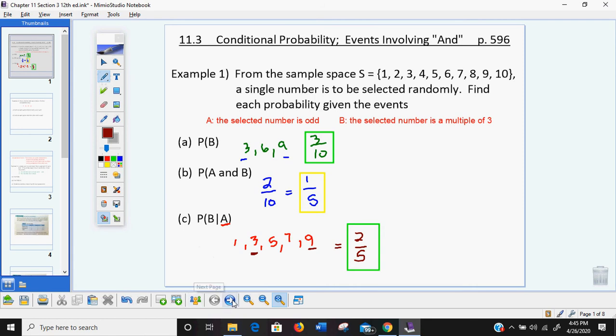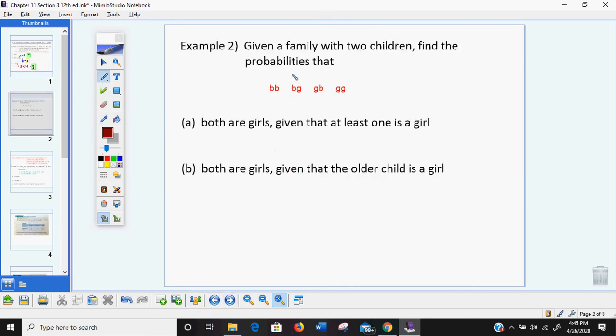Let's look at the next example. It says, given a family with 2 children, find the probabilities that. Okay, first of all, with 2 children, you can have a boy first, then another boy, a boy first, then a girl, a girl first, then a boy, or a girl first, then another girl. That's called the sample set. That's our only choices, okay?